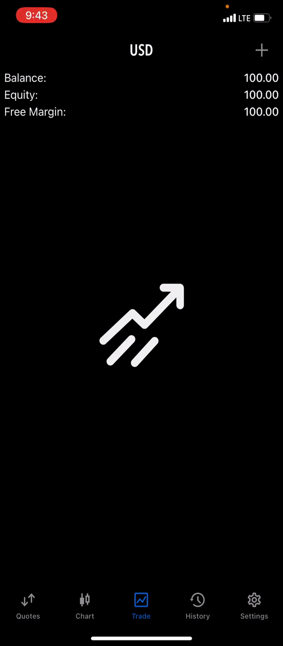This morning I'll be walking you through how to execute your trade on MetaTrader 5. After you've done your analysis, maybe on MetaTrader 5, on TradingView, or whatever analysis platform you are using, the next thing is to execute your trade. Currently I'm using a demo account of $100 just for this practice.